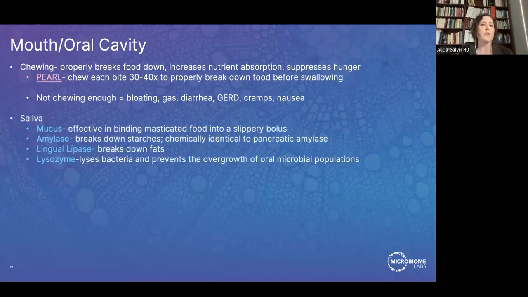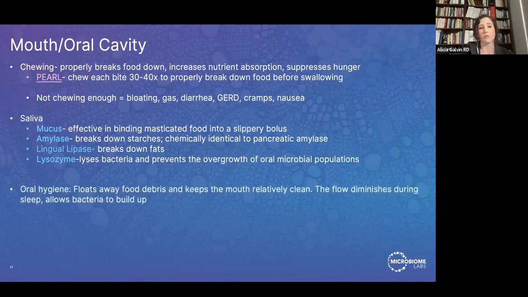The other thing when it comes to the mouth is the saliva and the person's saliva production, because saliva plays a big role in that initial phase of digestion. With amylase, it's breaking down starches, and it's identical to pancreatic amylase. We have lingual lipase, and then we have lysozyme, which helps to regulate and keep our oral microbiome in check and not have that overgrowth. It also helps with oral hygiene, helping to float away debris. This is also why you might have dragon breath in the morning: your saliva production decreases overnight, and that allows bacteria to build up, and the various byproducts from bacteria cause that bad breath.